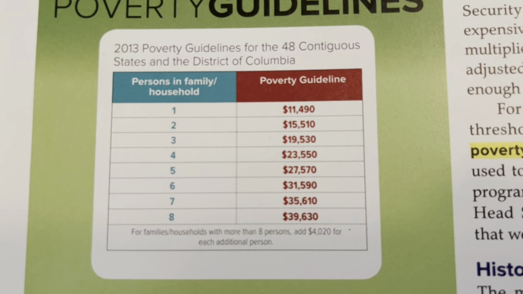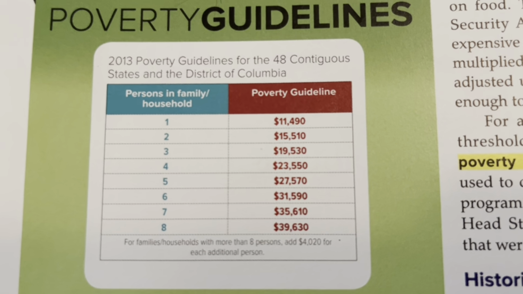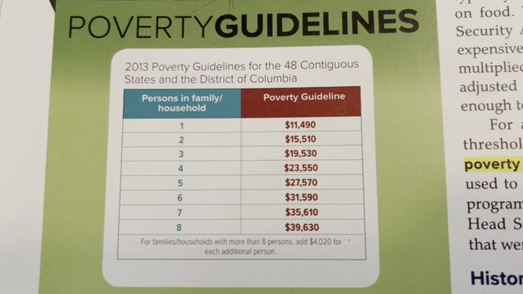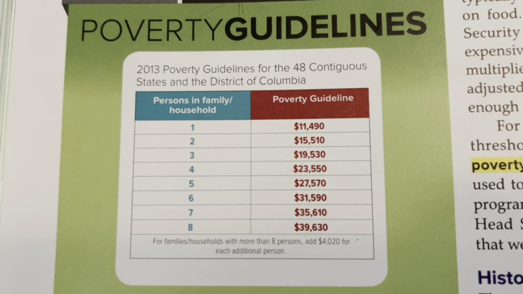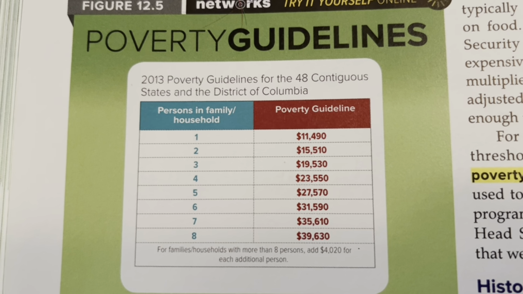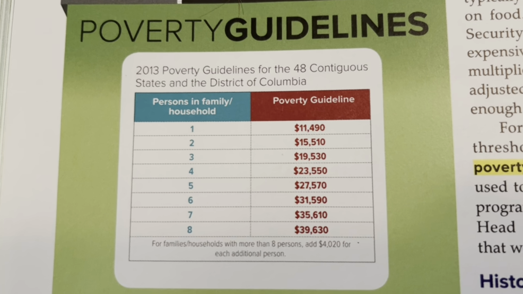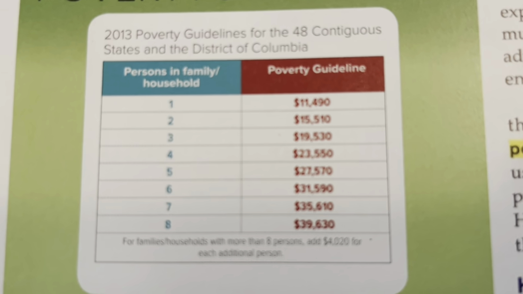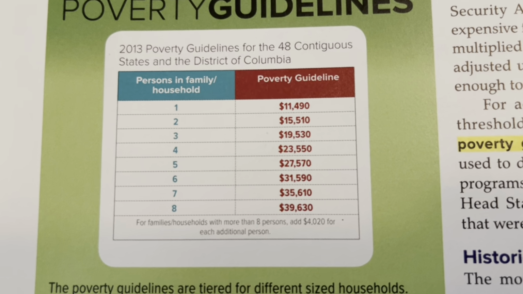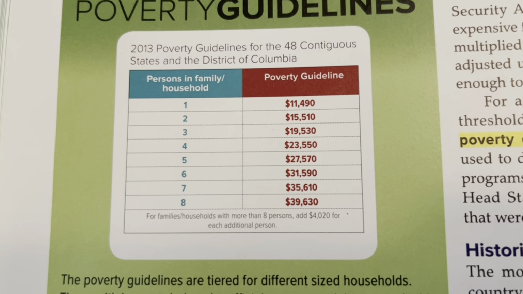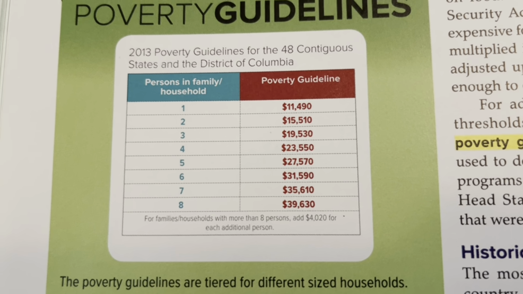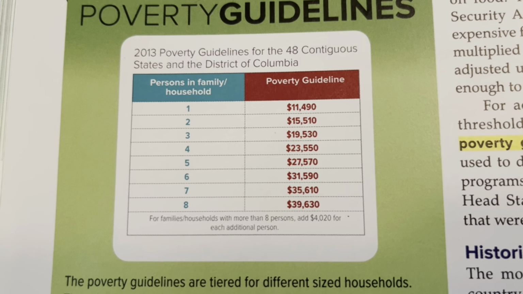And what it shows you is that in 2013, if you were a single person, one person in the home, and you made less than $11,490 per year, you were considered in poverty. If there were two people in the home, it was $15,510, and you can go all the way up to 8 people. That would be $39,630. But it actually tells you there at the bottom that if you have more than 8 people in the household, you just add $4,020 for each additional person.